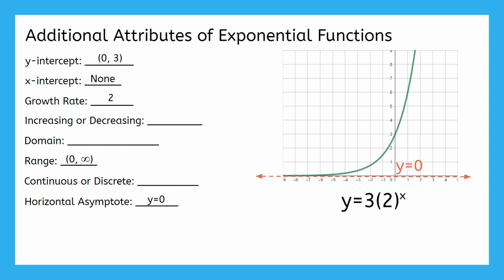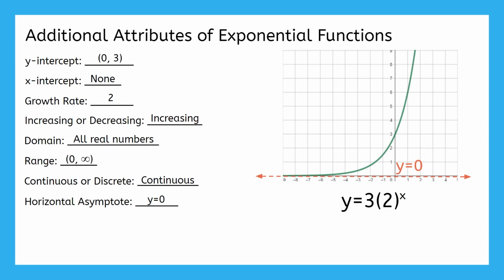The next attribute will either be increasing or decreasing. Those words are just a way of describing whether the function models exponential growth or exponential decay. I notice that the growth rate is greater than 1, and the y values increase as the x values increase. So we could describe our function as increasing. What's the domain? We could say our domain is all real numbers because we can substitute any x value into the function. Lastly, we know that our function is always continuous.